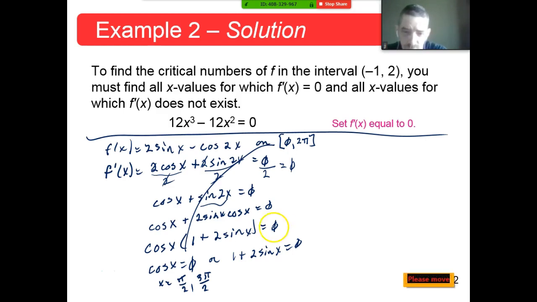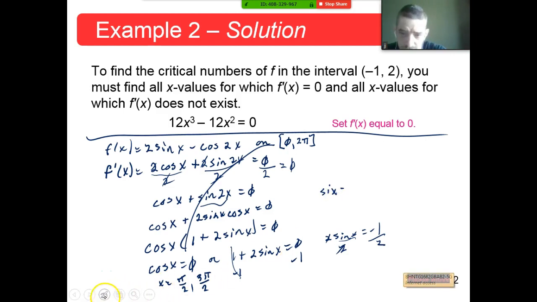Here's what we're going to try to do. One on the other side. Yes, subtract 1 from both sides. I like that idea. That goes to 0, and you get 2 sine x is equal to negative 1. And now what do we do? Divide both sides by 2. And that gives us a sine x.